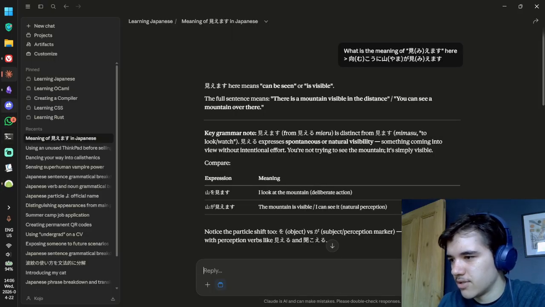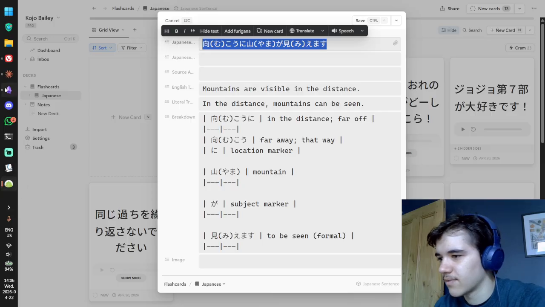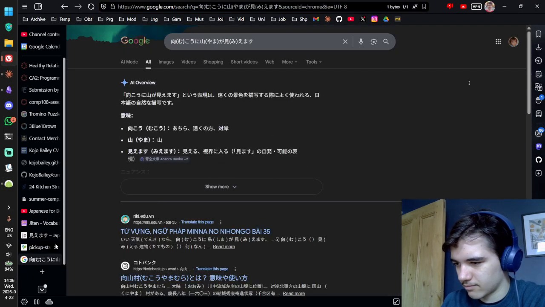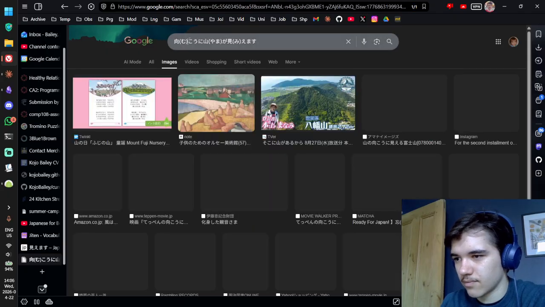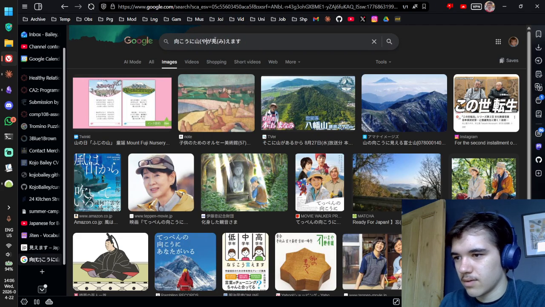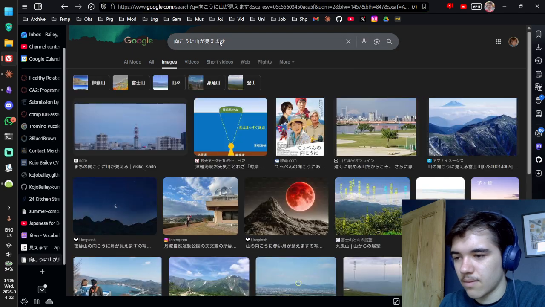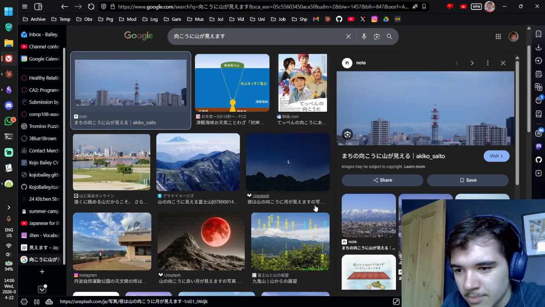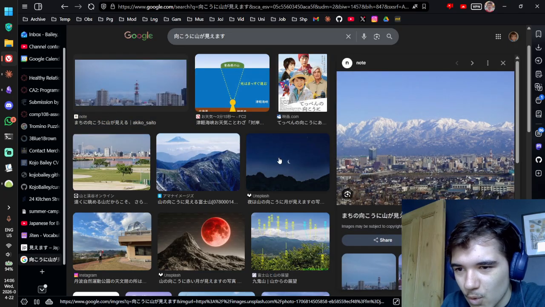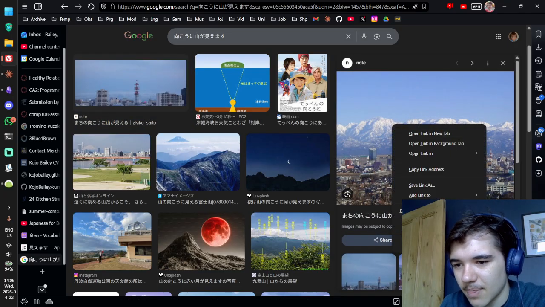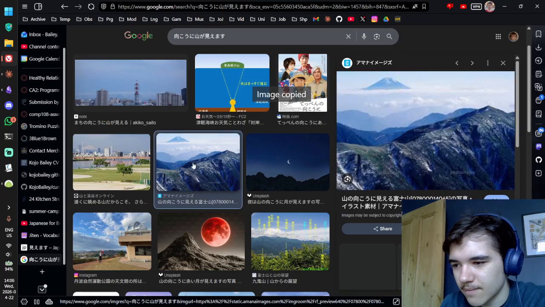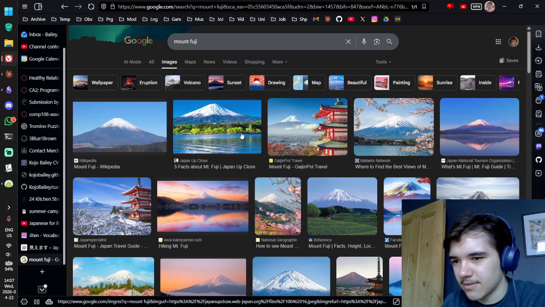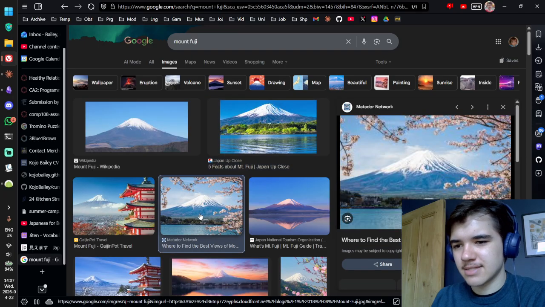This one should have a good image. I mean, I just need mountains, really. I get Mount Fuji or something. Would be nice. Not super clear, but oh, that's a cool image. That's an awesome image, actually. How does Mount Fuji look from a distance?